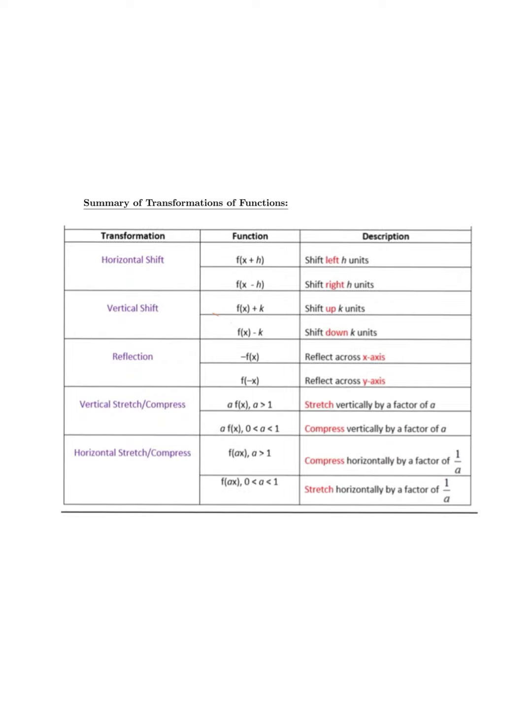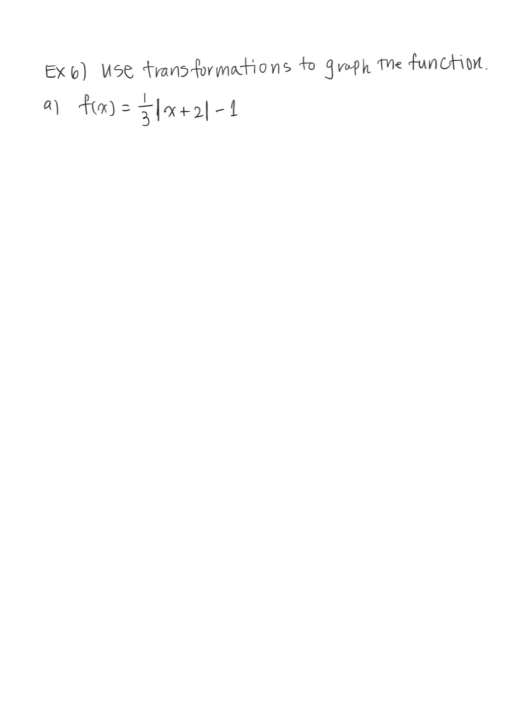So let's go. All right, example 6. Use the transformation to graph the function. So let's take a look at a couple of examples here. So the first one is f of x equals 1/3 times the absolute value of x plus 2 and then minus 1. We're about to work this step by step, but number 1, you need the mother graph.